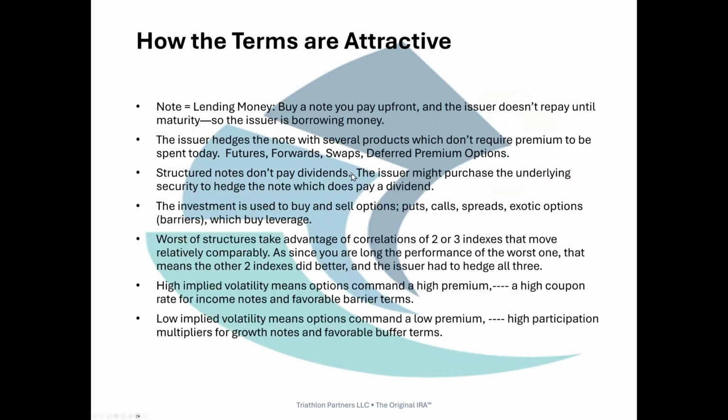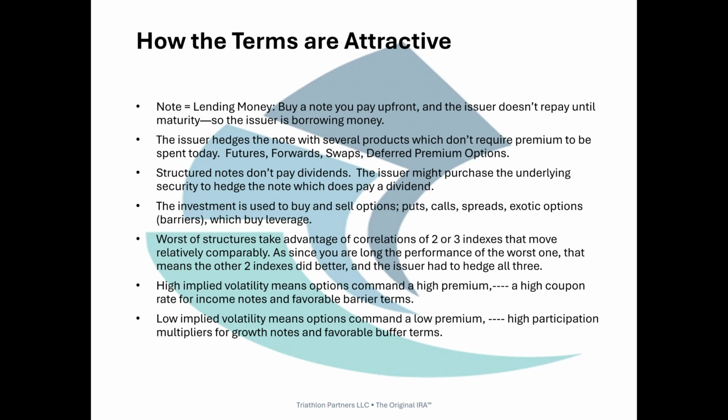Now, how can these terms be so attractive? Protection, which limits your losses, participation, which increases your gains, high coupon rates, and why will the issuers actually give such favorable terms? Well, the note is lending someone money, right? And when we buy the note, we give them the principal, we give them the investment now, and then the issuer doesn't repay that until maturity, and they invest it in the predefined payoffs that we're going to be getting in terms of that participation ratio or protection.